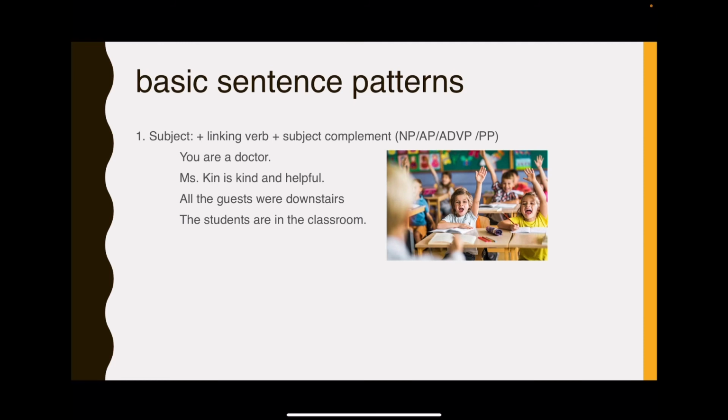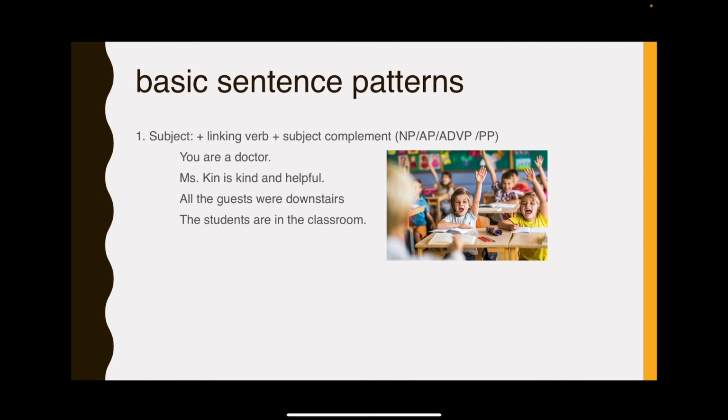And then it can be followed by what is called the subject complement. Okay, and what can be the subject complement? You can see in the brackets. It can be a noun phrase, adjective phrase, adverb phrase, or even a prepositional phrase. For example, "You are a doctor." Now you can see the subject is the word "you," the linking verb is "are," and "a doctor" is the subject complement, and that is a noun phrase.